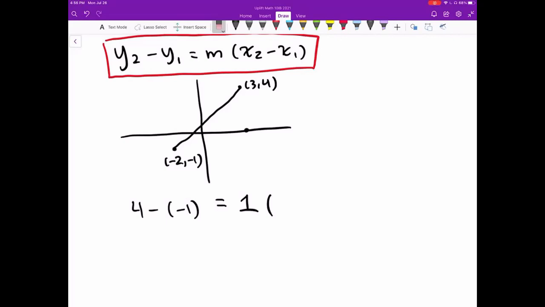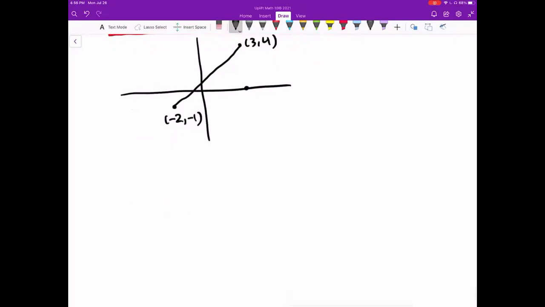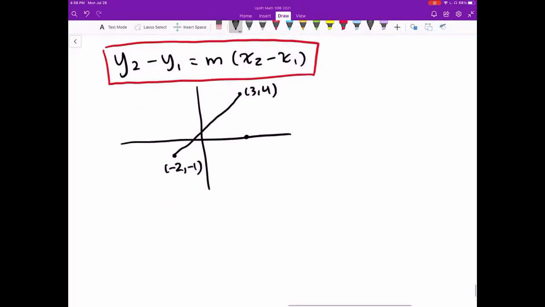Oh wait. Okay, wait. Sorry. This is getting confusing. Ignore this equation I wrote. Okay, if you're just given 2 points, -2, -1, and 3, 4. Okay. Oh, okay, wait. So we still use this equation.